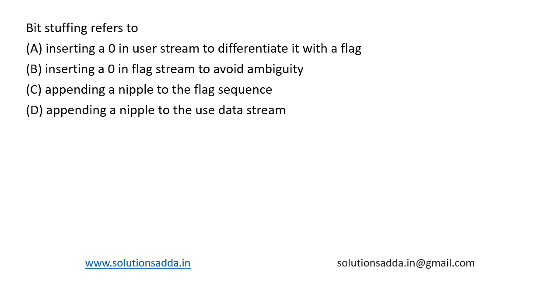So the basic definition is it is inserting a zero in the user stream to differentiate it with a flag. This is a major application of bit stuffing. Some other applications of bit stuffing include filling the buffers or frames, or bringing bit streams that do not necessarily have the same or rationally related bit rates up to a common rate. So based on the options, option A, inserting a zero in user stream to differentiate it with a flag, is the right answer here.